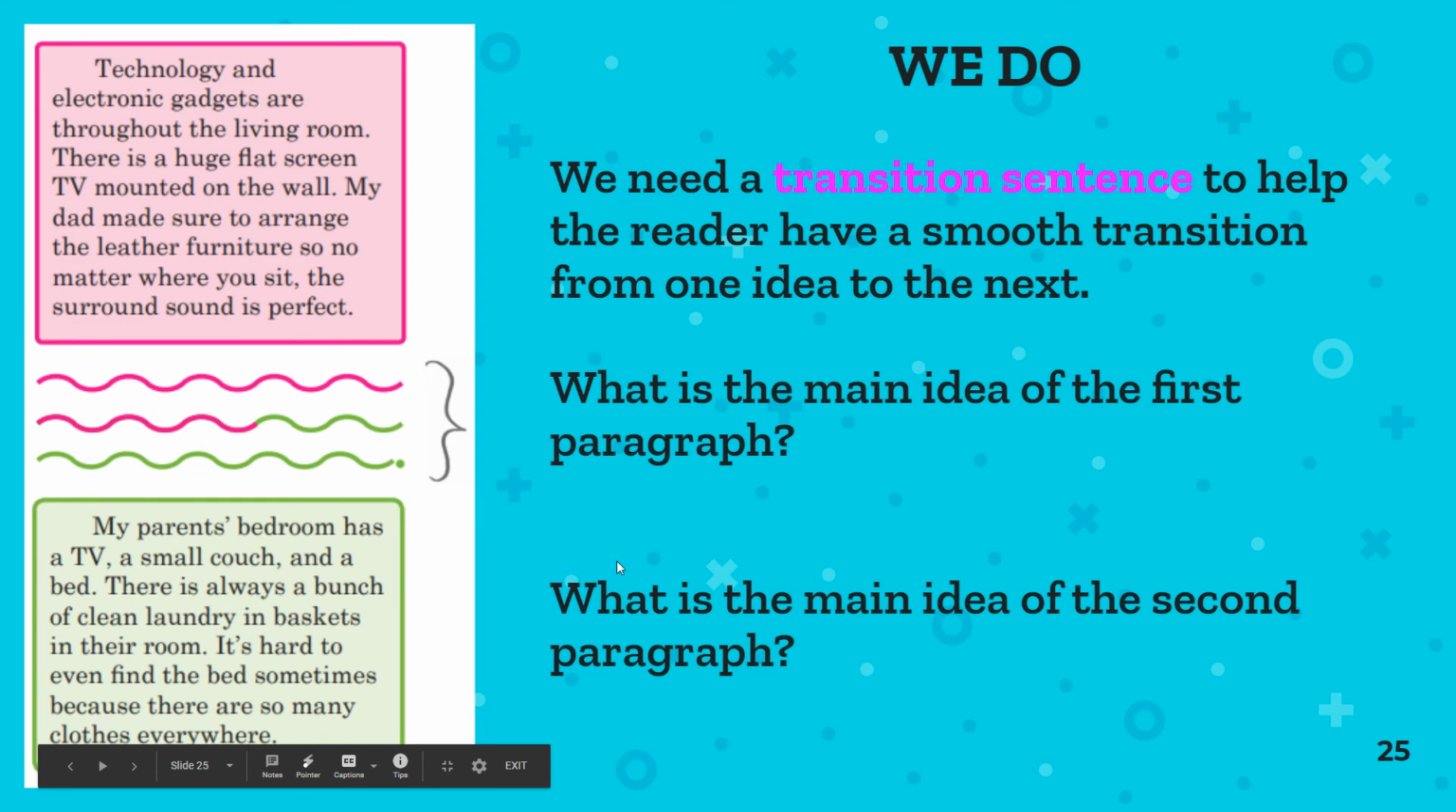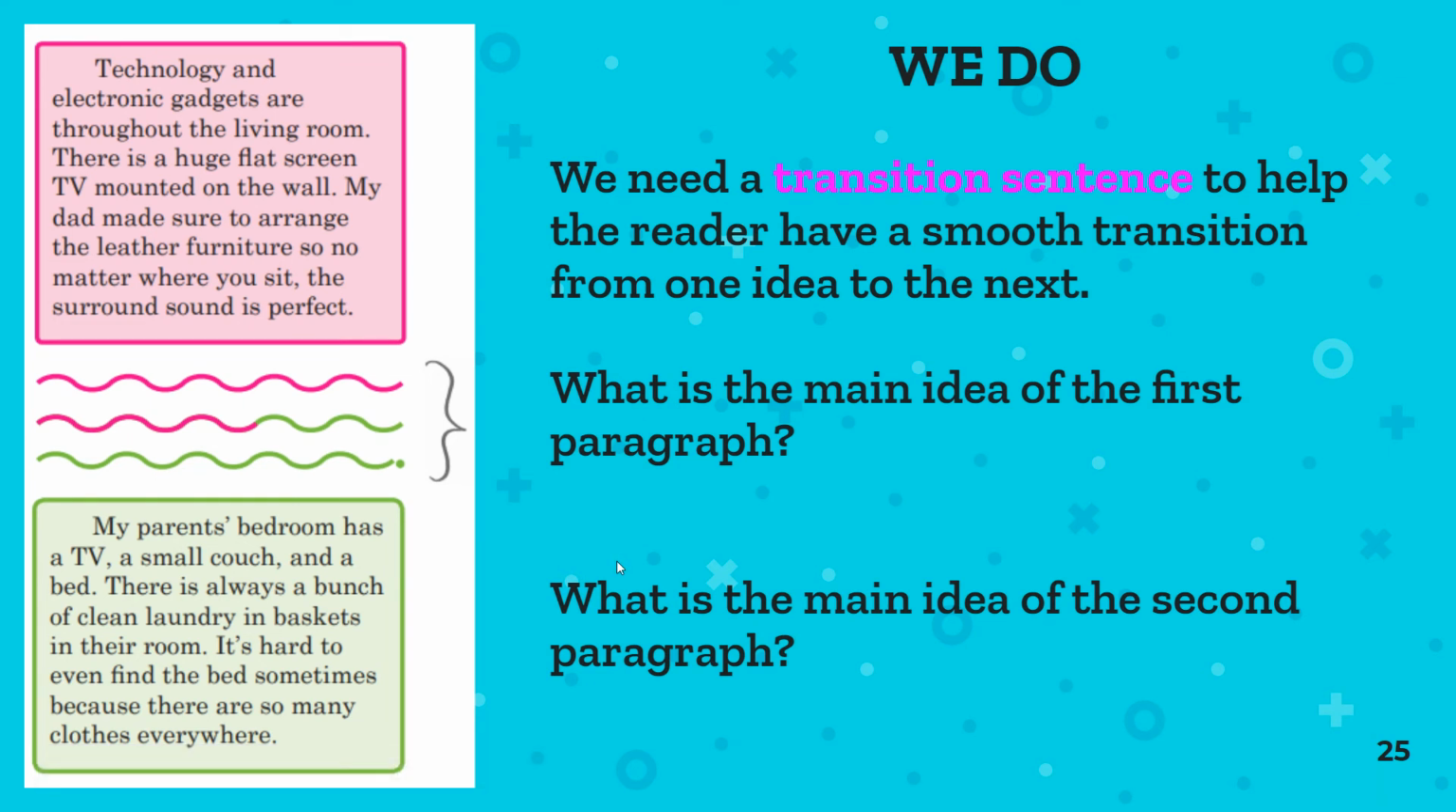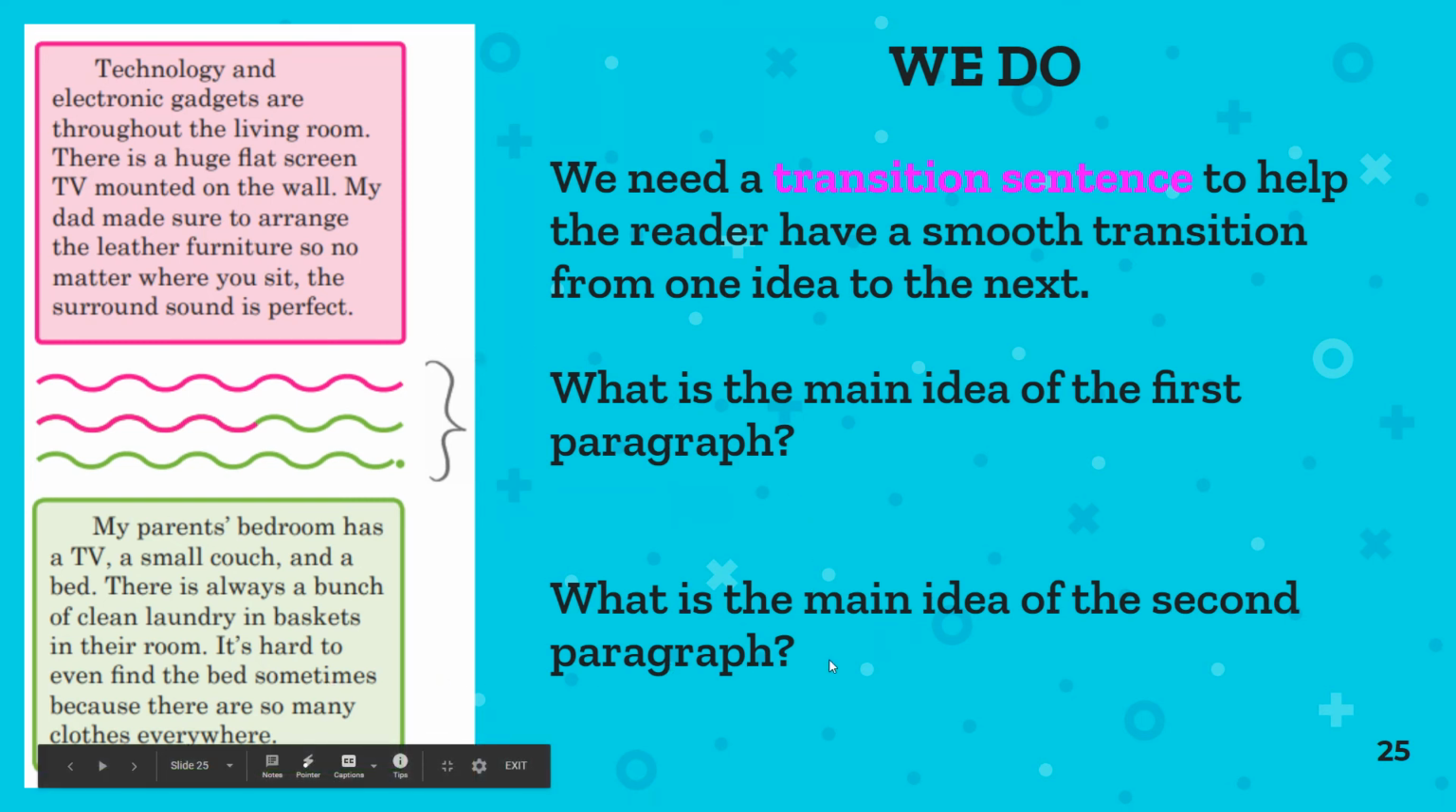My parents' bedroom has a TV, a small couch, and a bed. There's always a bunch of clean laundry and baskets in their room. It's hard to even find the bed sometimes because there are so many clothes everywhere. So think about the main idea of the first paragraph. What is the main idea of the next paragraph?